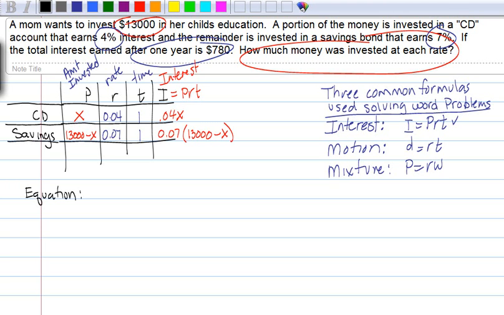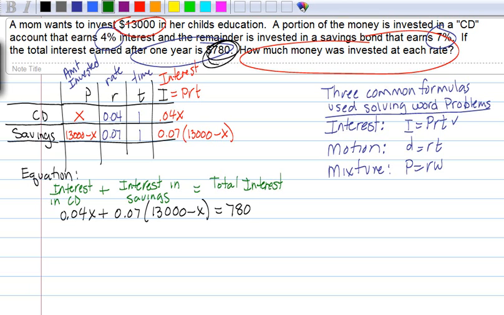Finally, we want to come up with the equation. And now the equation is doable because we have an expression for the interest in each account. So we know that after 1 year, the only number that we didn't use is the $780. That is the total interest earned. So if I take the interest earned in the CD, which by the way, we have the expression for, it's 0.04x, and I add that to the interest earned in the savings, which is 0.07 times 13,000 minus x, that's going to be equal to the total interest. And that is your equation.